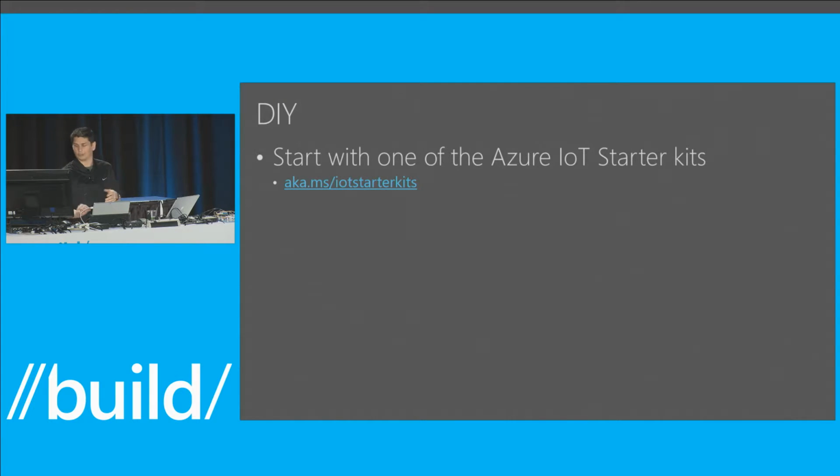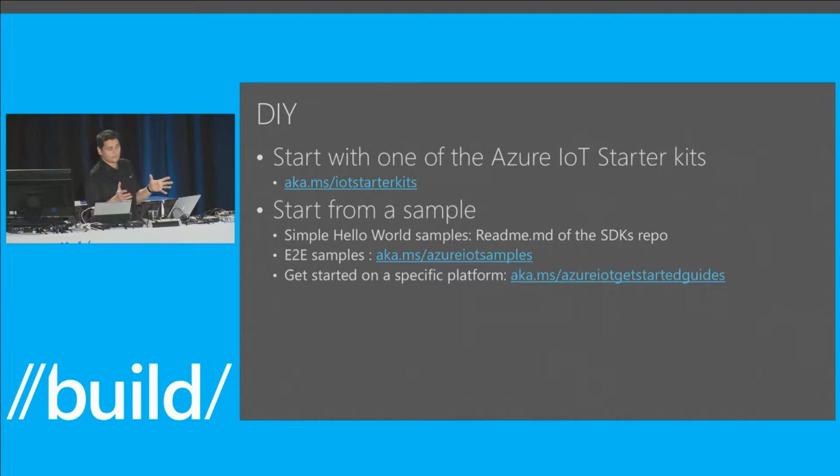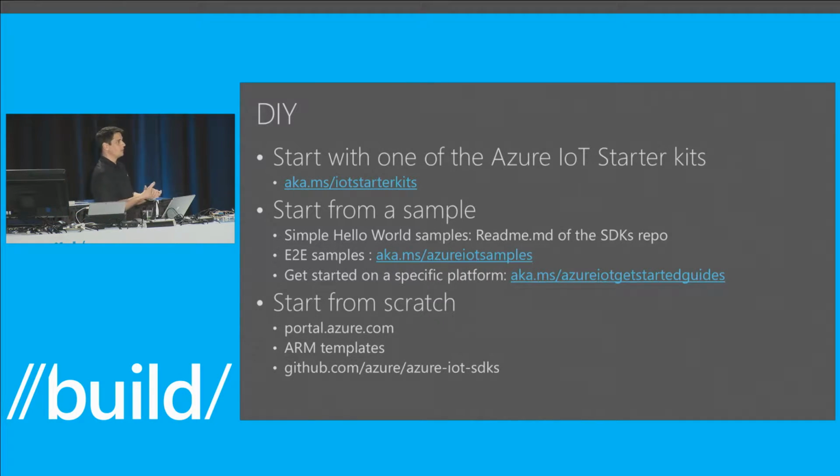You can start from one of our IoT starter kits. Not yet. You can start from one of our samples. So we have a bunch of samples out there, end-to-end samples, simple Hello World samples for various types of devices, from the service perspective, from the device perspective. These slides will be available so you can download and go to all these links. Or you can start from scratch. If you are one of these guys, like, hey, I want to do it myself, I want to write my compiler before writing code, you can go there. And some are like that, right? And so you can go to the portal of Azure and start building things. You can build your own ARM template. And you can look at our Azure IoT SDKs once again.